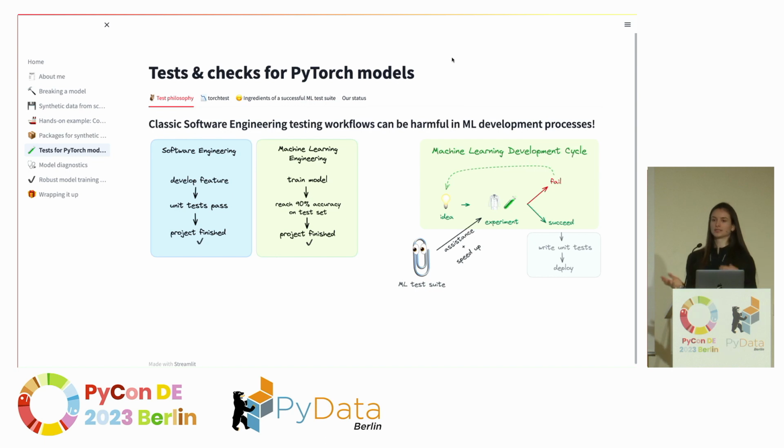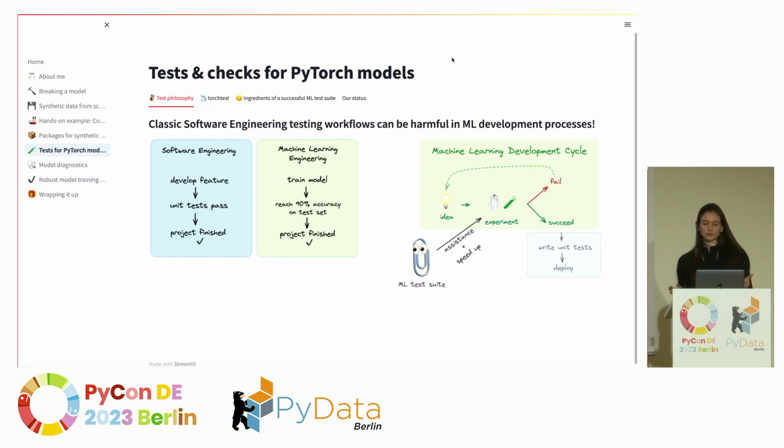So what can we do instead to make tests and checks useful for our models? Let's look at the machine learning development cycle. Usually our development cycle looks like this: we have an idea, we experiment, and based on the outcome of the experiment, we either have to start our cycle again, or if we are succeeding, we write our unit tests and then deploy our model. But we are usually going to be in this loop a couple of times. And most of the time is going to be spent in the experiment stage. So this is where we need the most support.